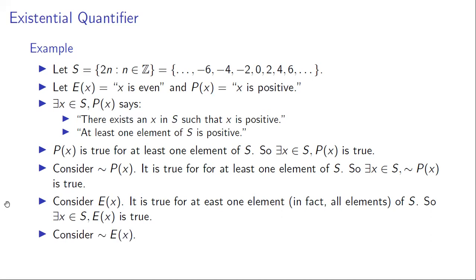Now consider not E of X. That says X is not even. Is that true for at least one element of S? In other words, are there one or more elements of S that are not even?